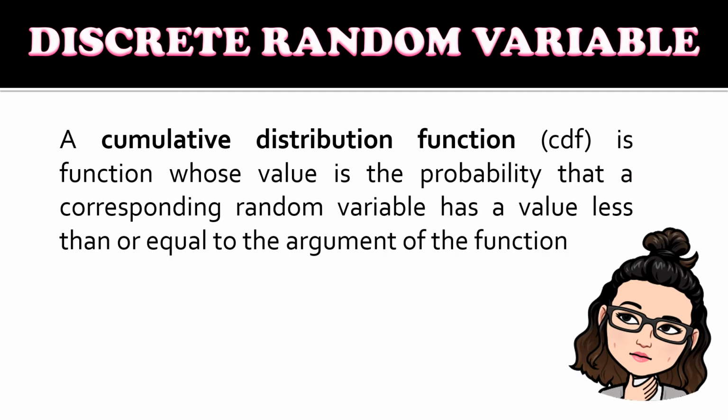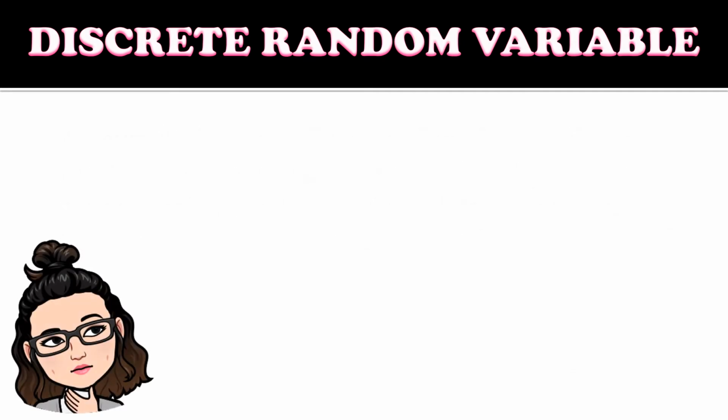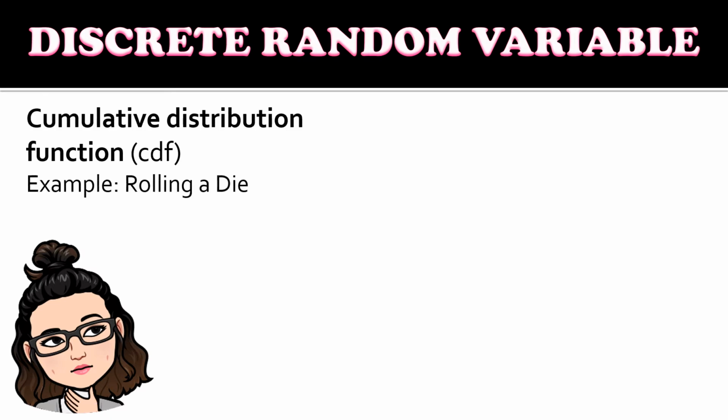Next, we have the cumulative distribution function, which is a function whose value is the probability that a corresponding random variable has a value less than or equal to the argument of the function. So let's have an example. The same example we have is rolling a die.